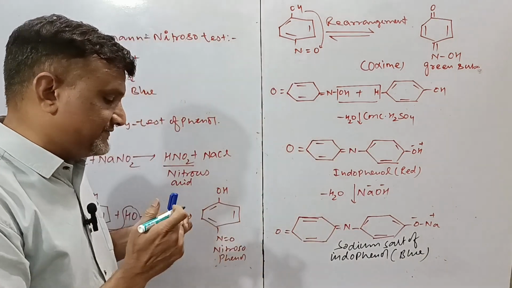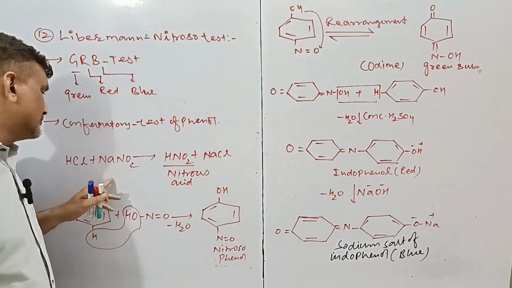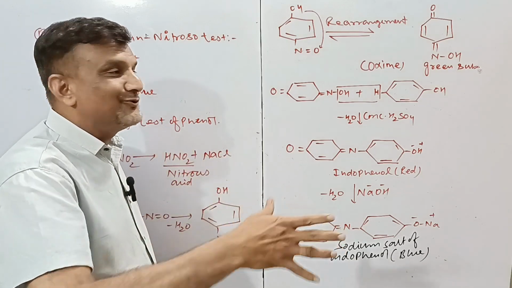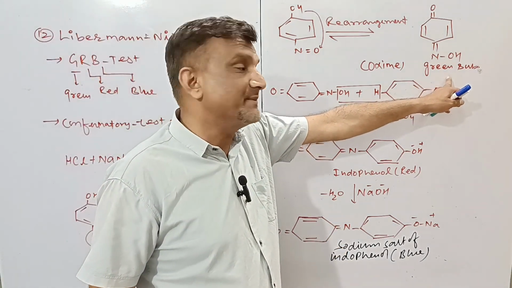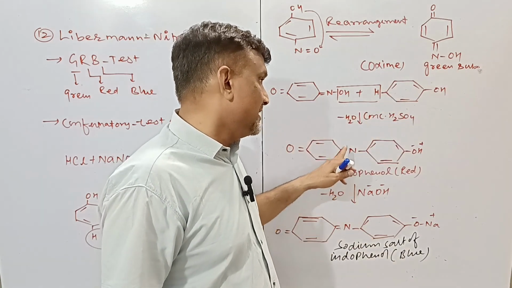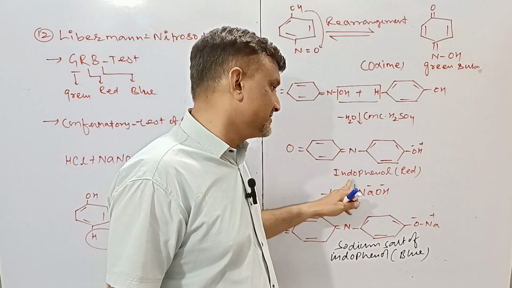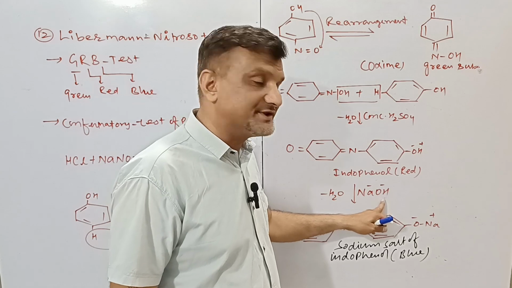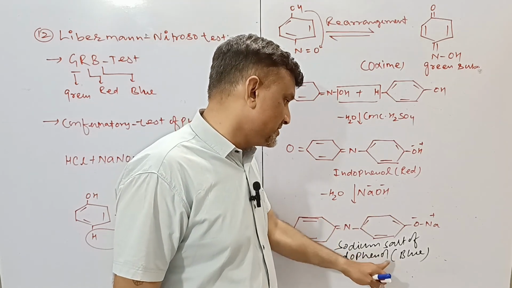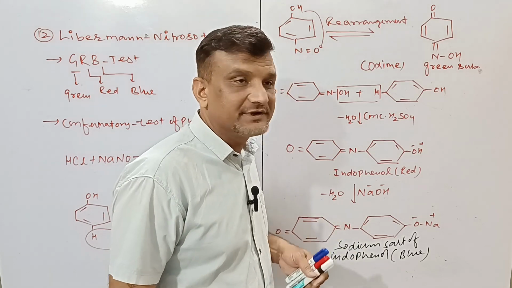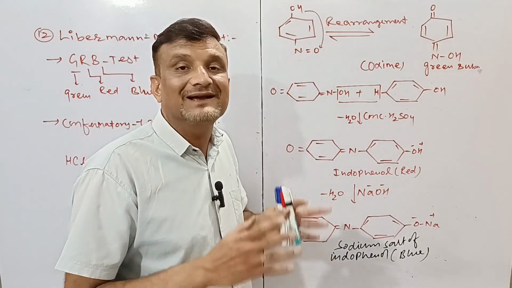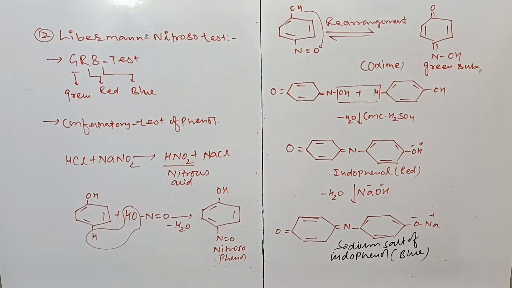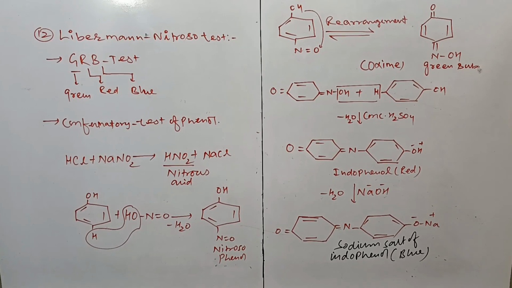So this was about the final reaction. First of all, you have to add NaNO2 and HCl to phenol. Nitrosophenol will form, which when cooled slightly under the tap gives the green substance, the formation of the oxime. After that, on addition of concentrated H2SO4, there will be formation of indophenol, a red solid precipitate. After addition of 1-2 drops of NaOH, a blue substance forms, as the sodium salt of indophenol. So this was about the Lieberman nitroso test, the green, red, blue test or GRB test. Go through it properly, and this was about the entire part of phenol.